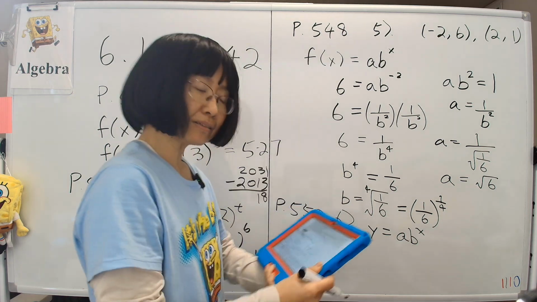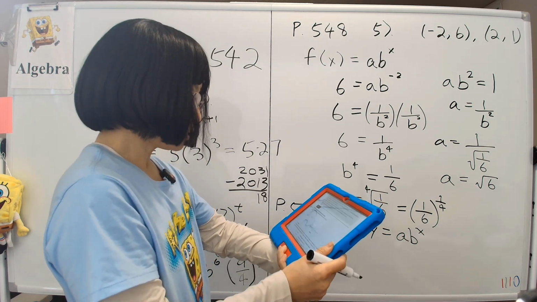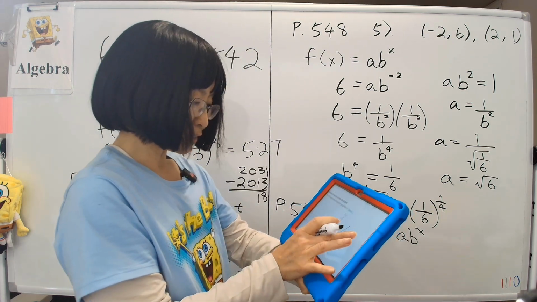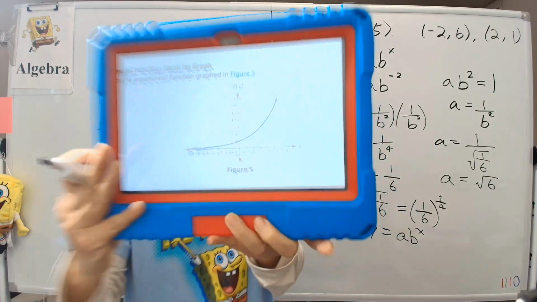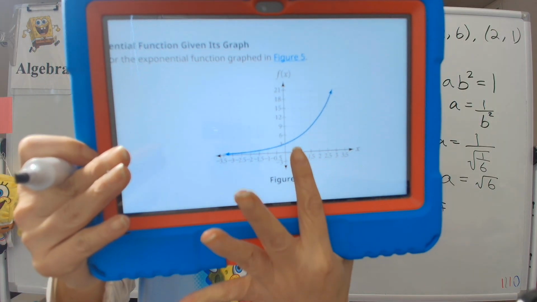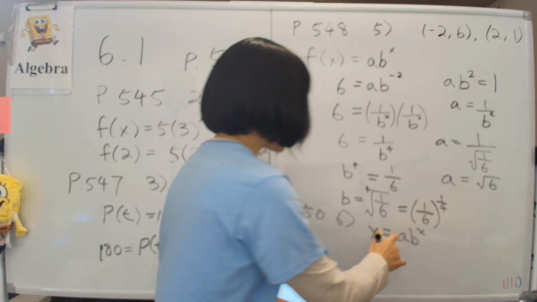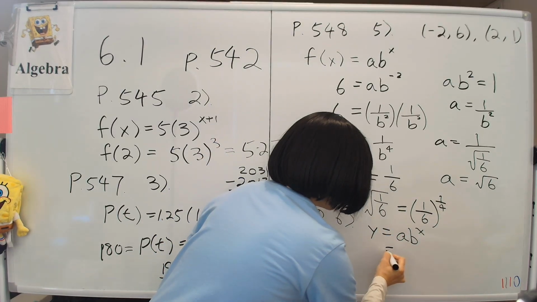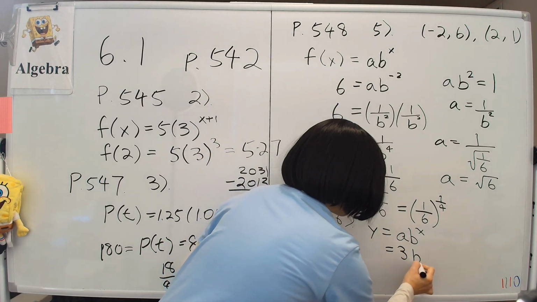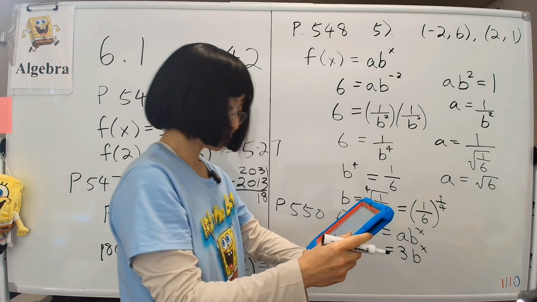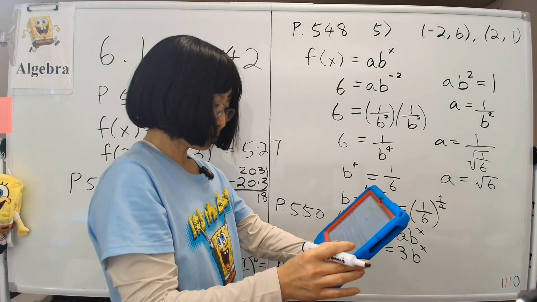Okay, we just need to determine what a and b are. Well, first, when you look at the function, you notice that when x is 0, y equals 3 right there. That means a has to be equal to 3. So we know this much: 3b to the power x. All right, and what else do we need?